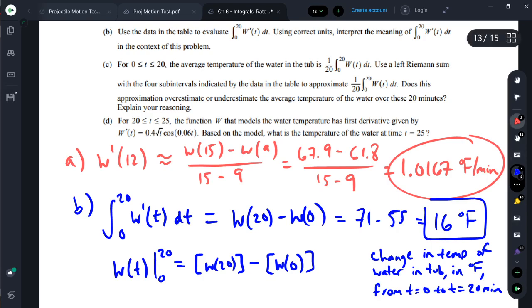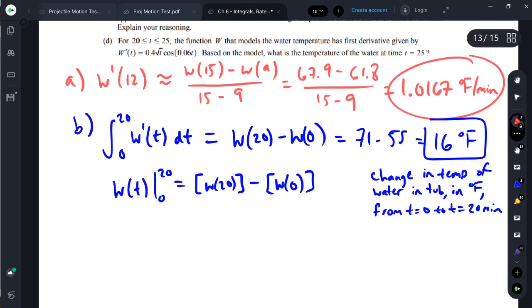Okay. Next up, we have another one of these guys, and they want us to use a left-hand Riemann sum to find this average water temperature. I'm going to just get rid of the 1/20th again. We haven't really learned that. If you put the 1/20th in, that's fine. You can just take my answer and divide it by 20. But since we haven't talked about that, I'm going to hold off on that.